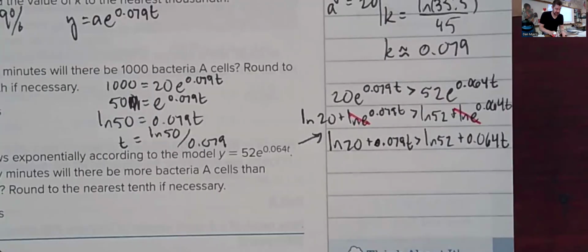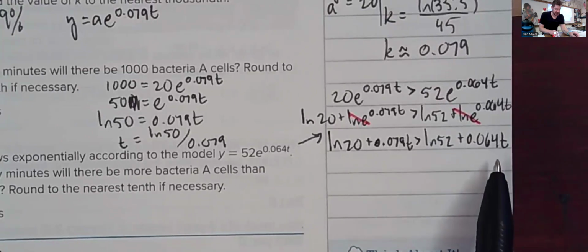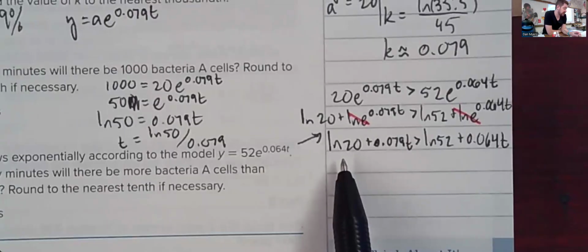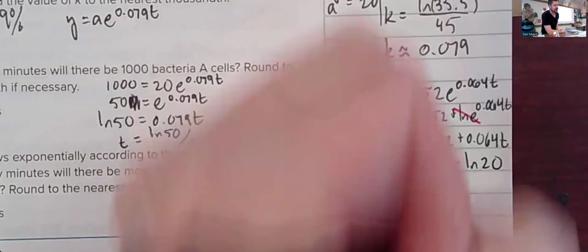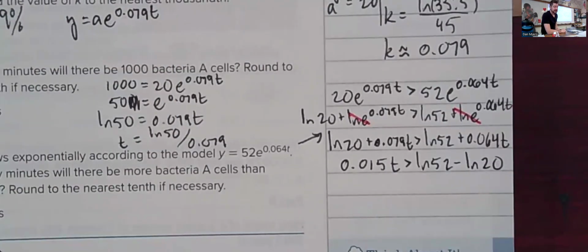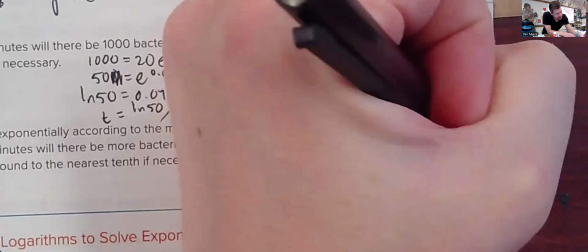Then we've got to get everything with the t's to one side. So we're going to take 0.079 and subtract 0.064. That's 0.015. We are going to subtract ln 20 from each side as well. So I'm just going to write 0.015 t is greater than ln 52 minus ln 20, combining a couple of steps here and there. It's going to happen anyway. And then we'll finish off by dividing both sides by 0.015. So t is going to be greater than ln 52 minus ln 20, divided by 0.015.